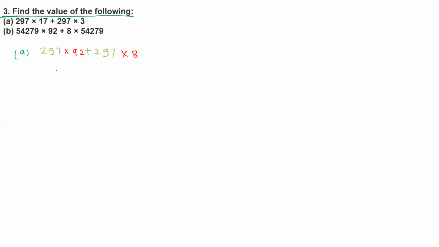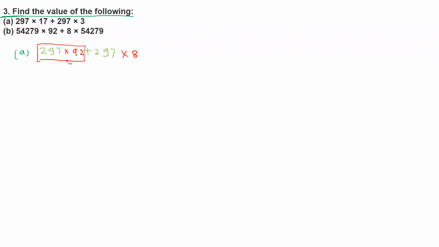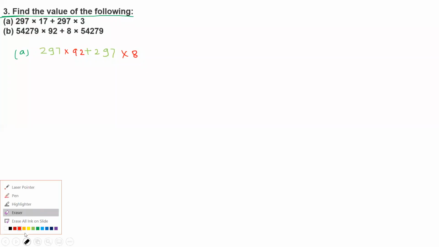First of all, there are two terms. How many terms are there? There are two terms. This is the first term and this is the second term. Which number is common in both the terms? 297 is common. Very good, Bisma.